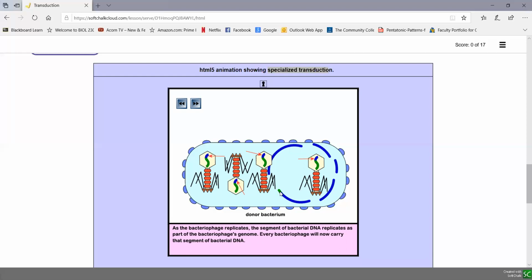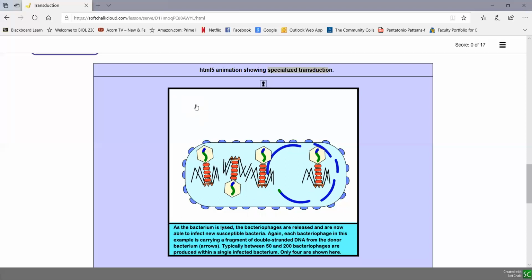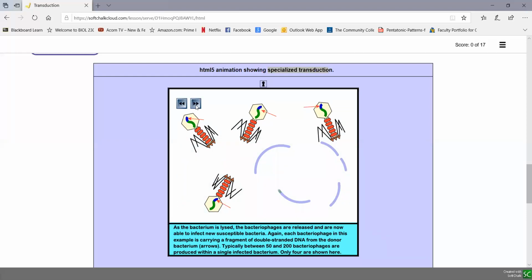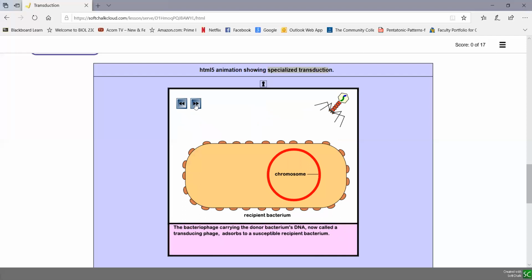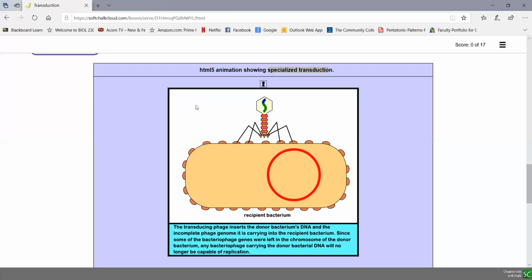But remember, a little bit of the viral genome is left behind in the original bacterium. So these will not be complete viruses because they're missing some viral genes. But the point is that now every virus is carrying a little bit of bacterial DNA, shown in red here with the red arrow. So as the bacterium lyses and these viruses now infect new bacteria, they will absorb and inject what they're carrying, which is most of the viral genome and that little bit of blue bacterial DNA that was picked up by mistake.